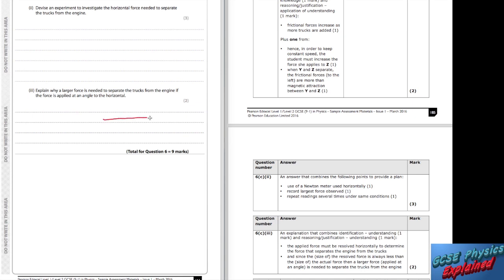Basically, if you find out that horizontal force was 20 newtons before the trucks would separate, if we use the tip-to-tail addition of vectors, if you're pulling it at a certain angle, then this force here is actually made up of this force and this force. So this force has to be greater than 20.